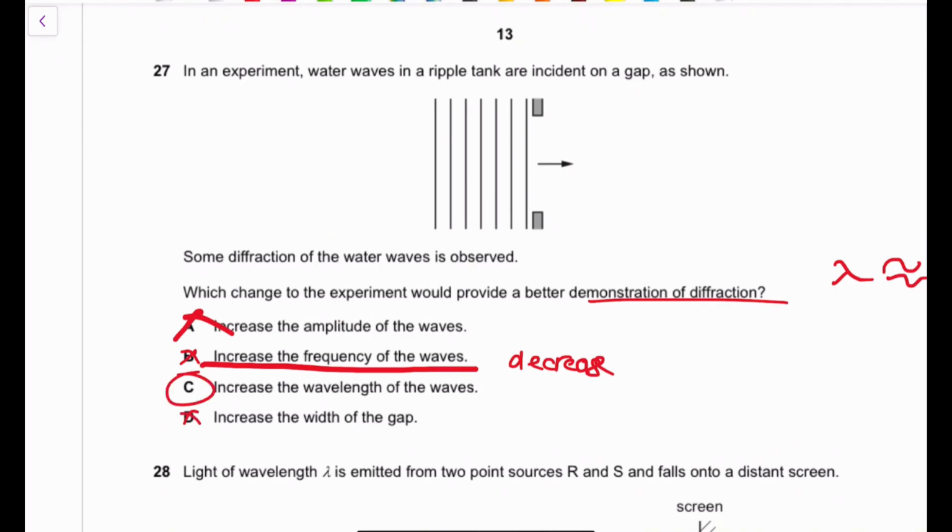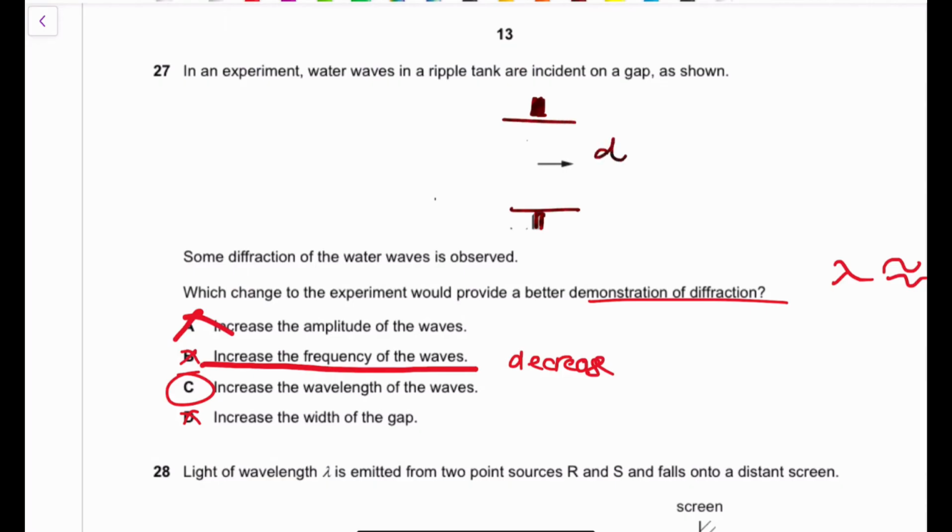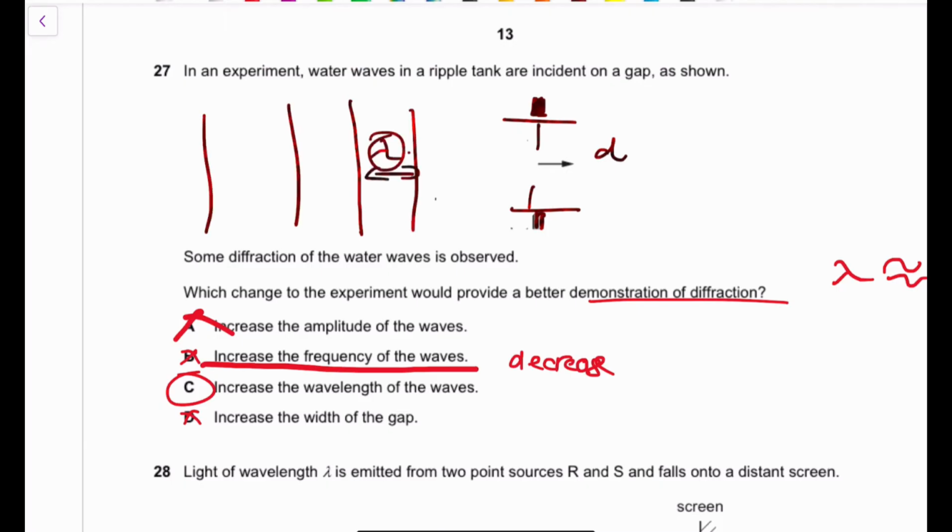Why is C correct? Because by increasing lambda, you're literally going to increase the wavelength of the waves so that they are almost close in comparison to the value of D. Let's assume we have a value of D that is over here. If I increase my wavelength, it looks something like this. I've increased my wavelength, and this lambda is now almost approximately equal to that value of D, because I keep on increasing the value of my wavelength. So the answer is going to be C. Very important.